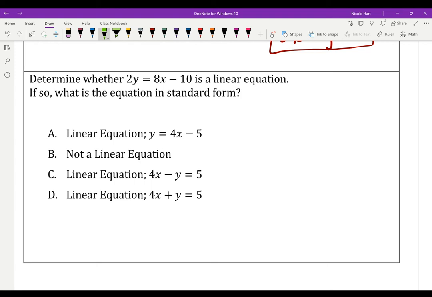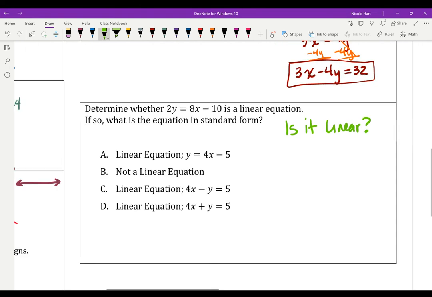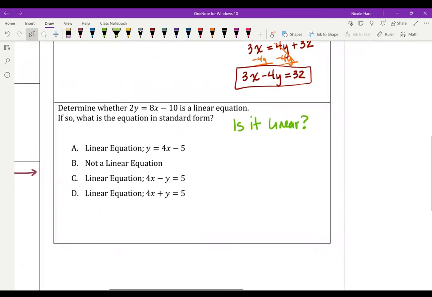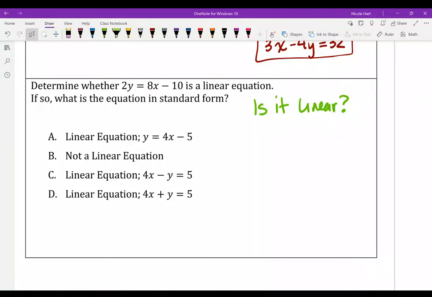So first, is it linear? That's the first thing you should ask yourself. So we go through, do we see exponents? I don't see any exponents. Do I see any square root symbols? I don't see any square root symbols. Do we have x and y being multiplied to each other? No. Do we have x or y in the denominator of a fraction? No. So again, that whole checklist is over here. I'm just going through this whole list and asking myself, is it linear? Well, because I don't see any of those things, this is linear. So yes, it is linear.